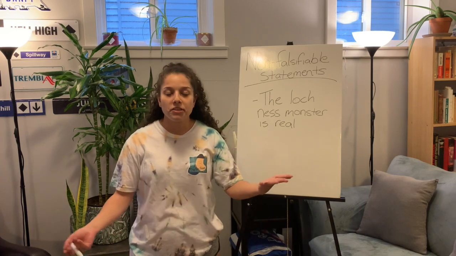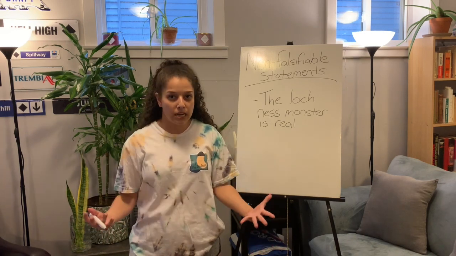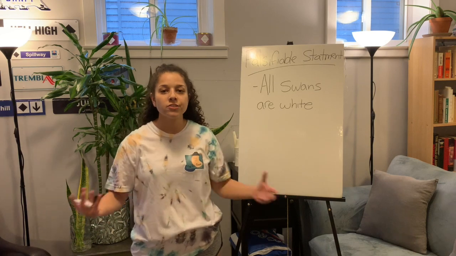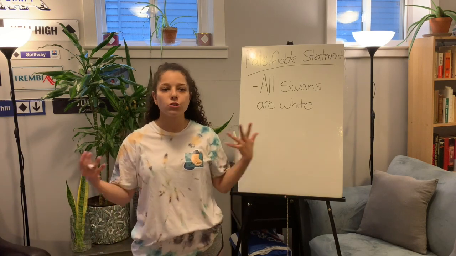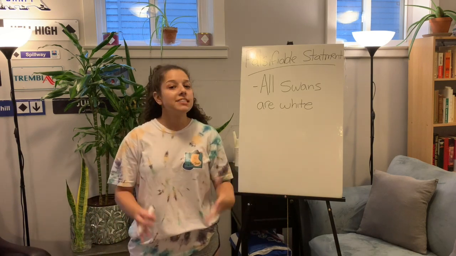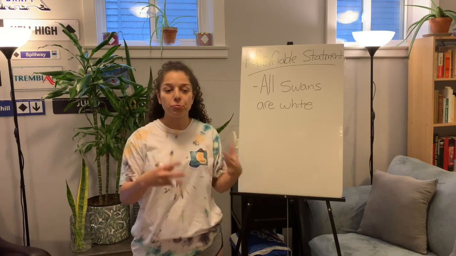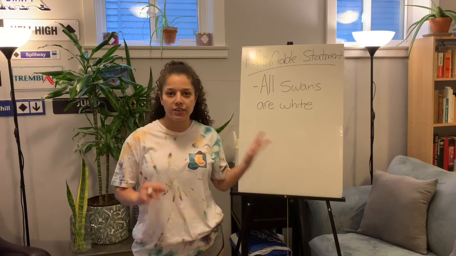So let's get into some examples of what a falsifiable statement is. An example of a falsifiable statement is something like "all swans are white." All that takes is a single observation of a black swan in order to disprove this statement.